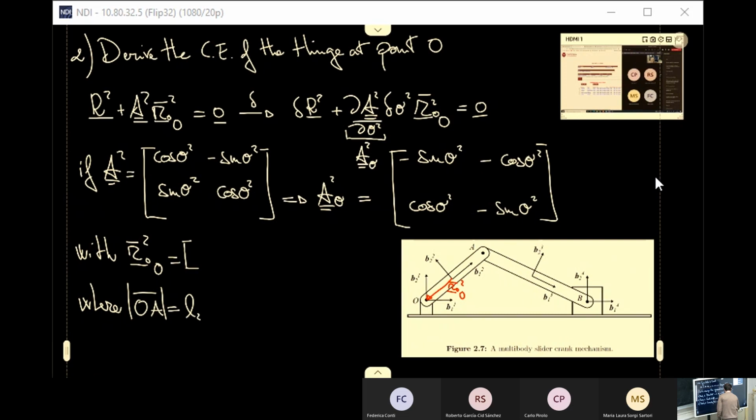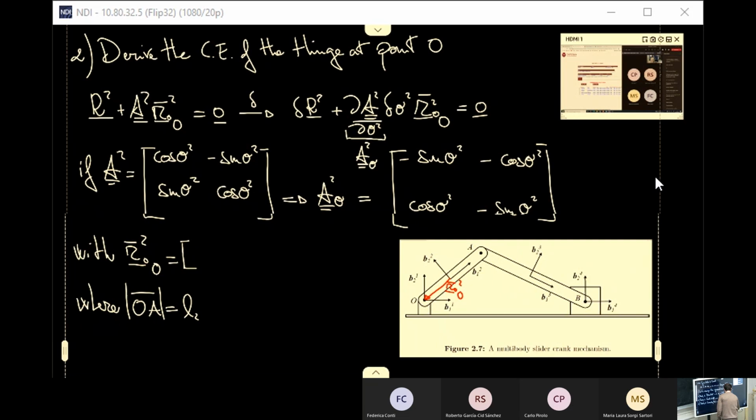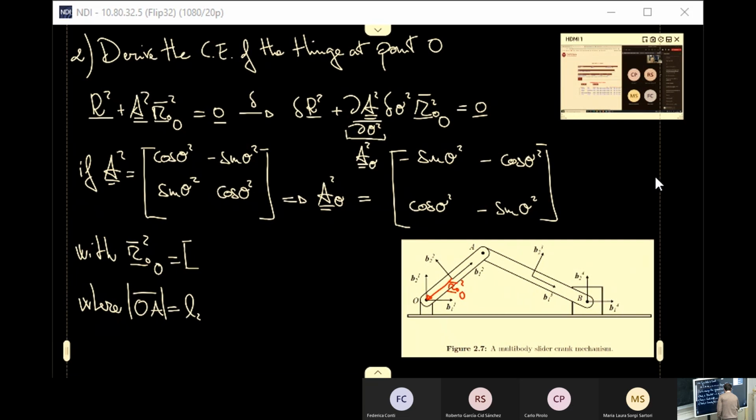I would say that of this vector here, so R0, 2, since it has an overbar, it has to be expressed in the local frame, right? In the local frame of body 2. So what are its components? Exactly.